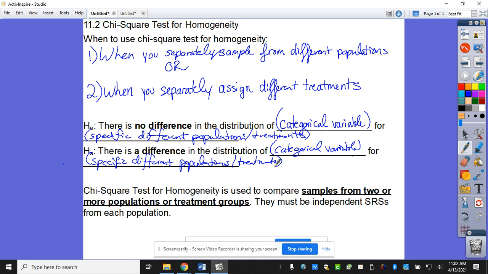So just so I can have an example to talk through here, let's say we're sampling the different grade levels and asking about what kind of lunch they eat. So like school lunch, bring lunch, or don't eat at school. We would say there's no difference in the distribution of lunch category, or lunch eaten, for freshmen versus seniors, or for the different high school grade levels. So you're just going to be filling in actual context there.